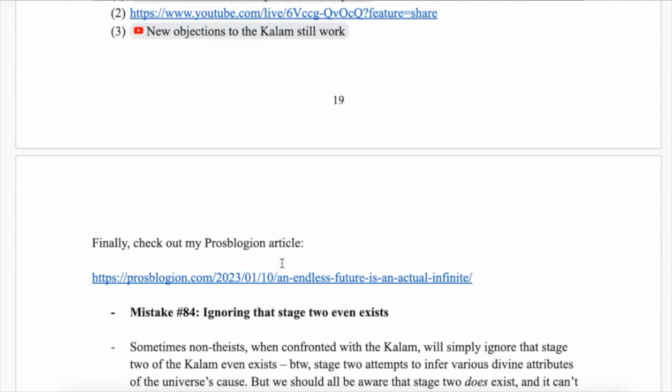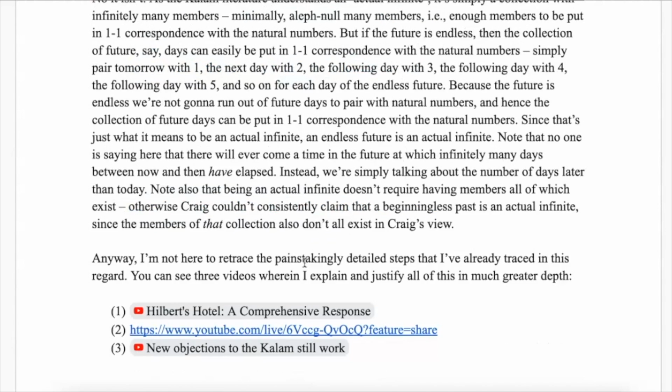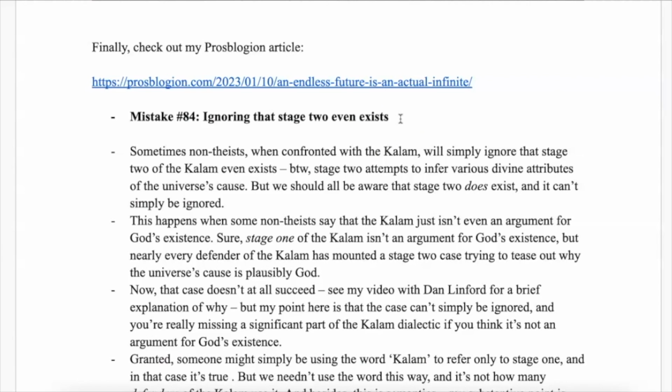And even lots of people who previously hadn't recognized this point are coming to recognize this. For instance, Trent Horn has recently come to see that an endless future is an actual infinite, despite arguing otherwise in the past. But since Trent has looked into this stuff further, he's seen, oh yeah, actually it is an actual infinite. And that's a trend that I've seen more generally. So that's mistake number 83. On to mistake number 84, ignoring that stage 2 of the Kalam even exists.